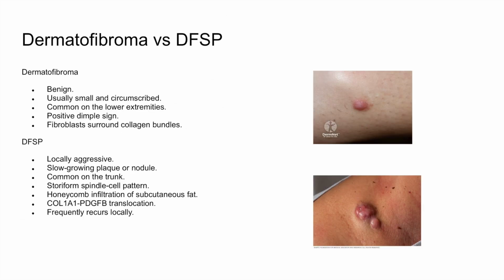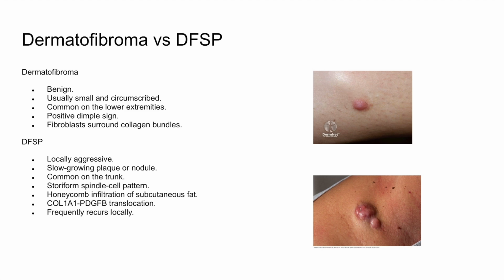All right, so dermatofibroma versus DFSP, or dermatofibrosarcoma protuberans. So dermatofibroma is a small benign circumscribed lesion that favors the lower extremity and demonstrates a positive dimple sign. Its spindle cells characteristically entrap peripheral collagen and it is usually CD34 negative. DFSP is a larger, slowly growing plaque or nodule that commonly occurs on the trunk.